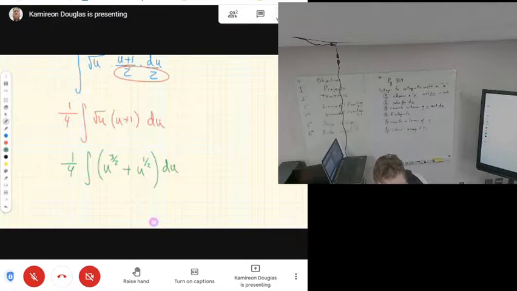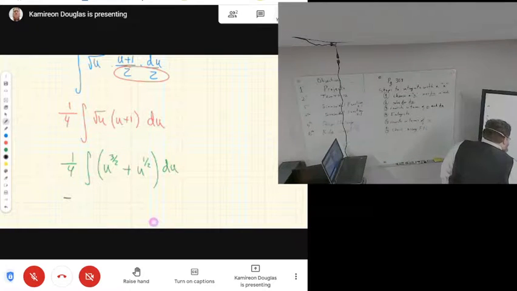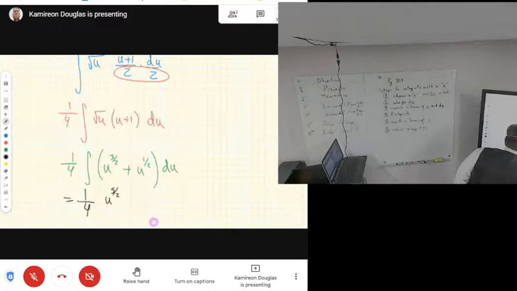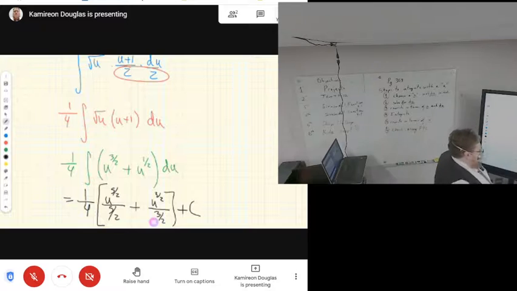Now we got an integral with 2 pieces that are power ruled. So we can easily do this power rule. Let's do it. 1/4 stays up front times. We add 1 to the power, so u to the 5/2. Divide by the new power, 5/2. Plus, add 1 to the power, so u to the 3/2. Over, divide by the new power. Yes. Plus C.